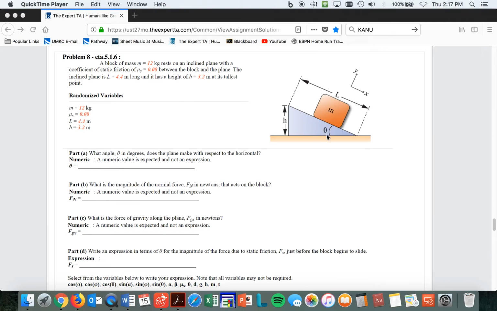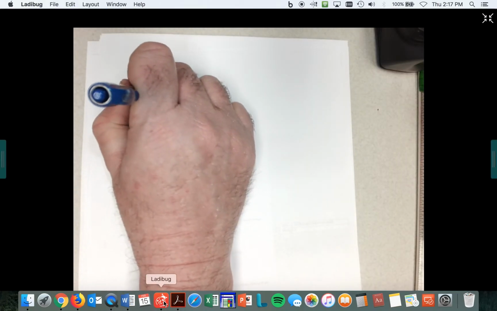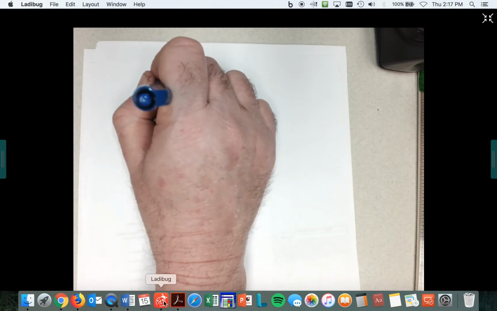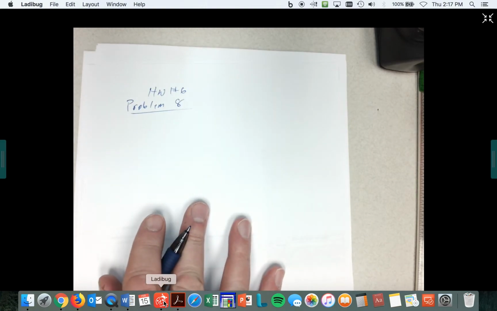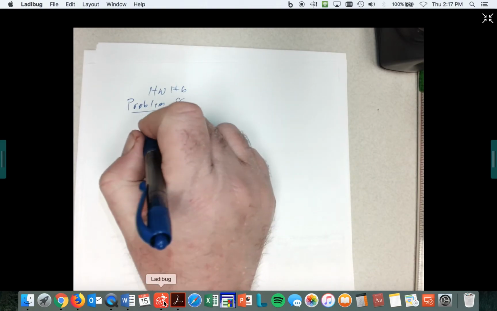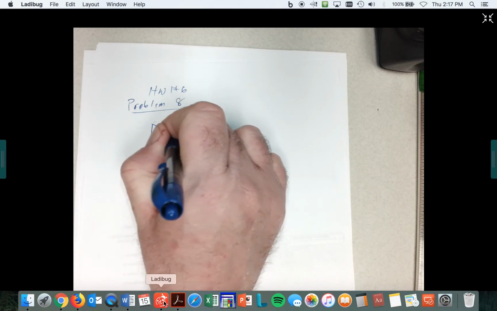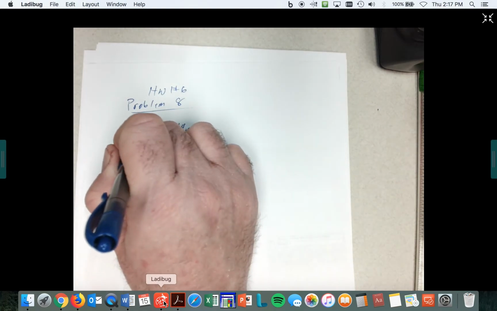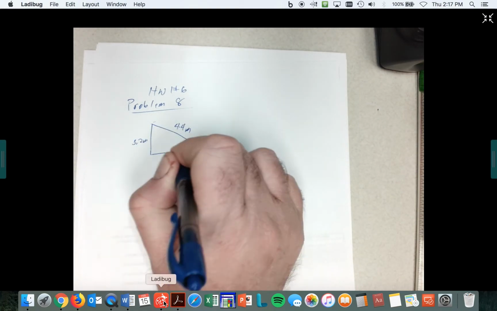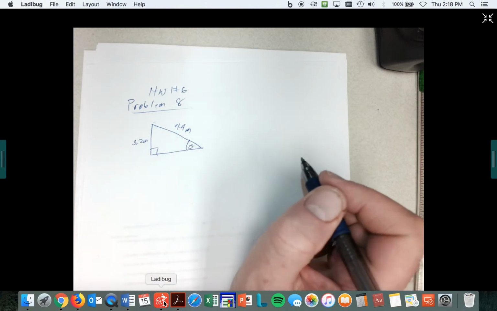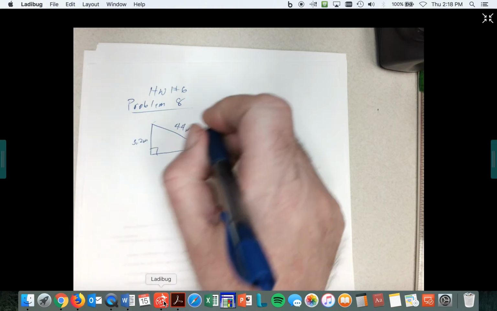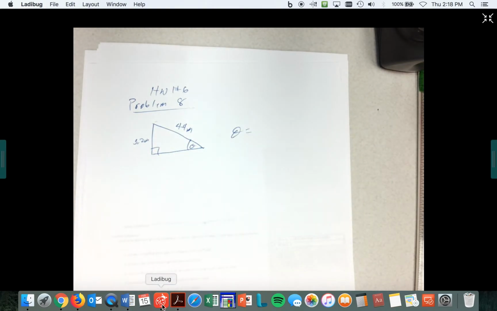Let's look at problem 8 on homework number 6 real fast. You've got this situation. They told you this is 4.4 meters, and this is 3.2 meters, and they want this angle. We can do that all day long, no problem. So you know how to find angle theta: a little inverse sine action there.